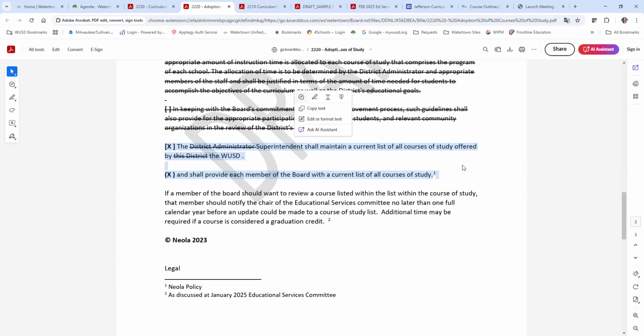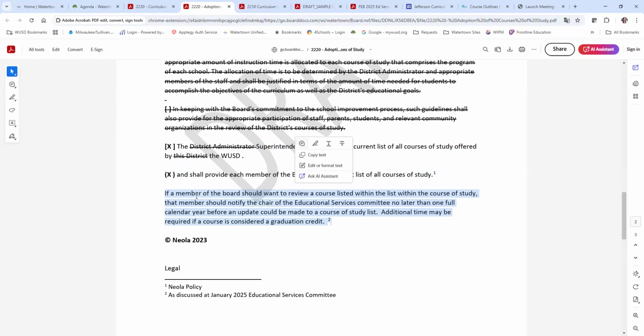What we know happened was that there were some questions about the course book. The board members had questions about specific courses. And so at Ed Services last month, we worked through this process. If a board member should want to review a course listed within the course of study, that member should notify the chair of the Educational Services Committee no later than 1 full calendar year before an update could be made to the course of study list.